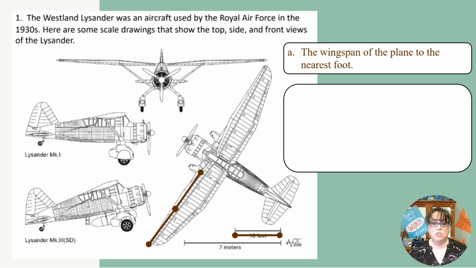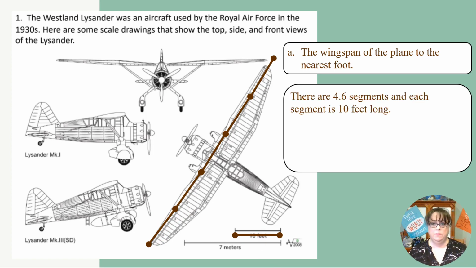And then I have 1, 2, 3, 4, 5 and a little bit more. When I figured that out, it was 6/10, and basically each one of these was 1/10 of this. So there were 4.6 segments and each segment is 10 feet long. So what are we going to do with those 2 numbers? We are going to multiply them together and we end up with 46, which means that the wing segment is 46 feet long.